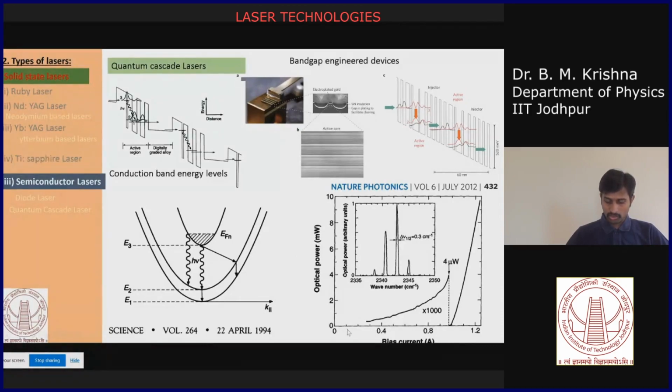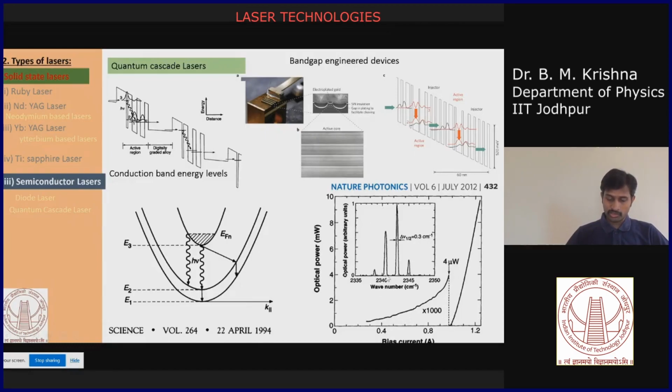Now if you see here, as your bias current is changing, your optical power increases abruptly. At lower bias conditions, this scale is 1000 times, so the values in the graph are multiplied by 1000 to show the visibility. Now you have an abrupt change at a certain voltage. That is where your lasing action started. Wherever you see an abrupt increase of the power, that is a sign of lasing action.